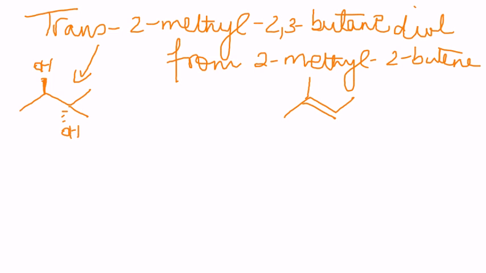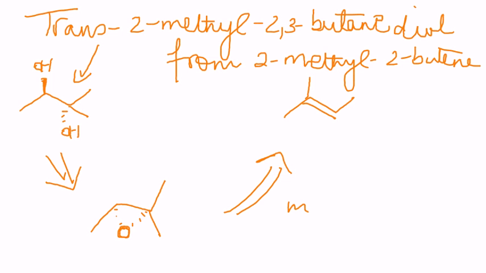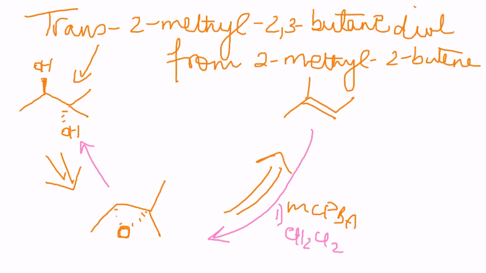That's pretty straightforward. You can hopefully envision that trans molecule can be obtained if you have an epoxide, and the epoxide can be generated from a double bond using MCPBA. So really, this is a two-step process. You will treat the alkene with MCPBA and dichloromethane as your solvent, and then you're going to ring open your epoxide with water in presence of an acid, and that will give you your desired molecule.